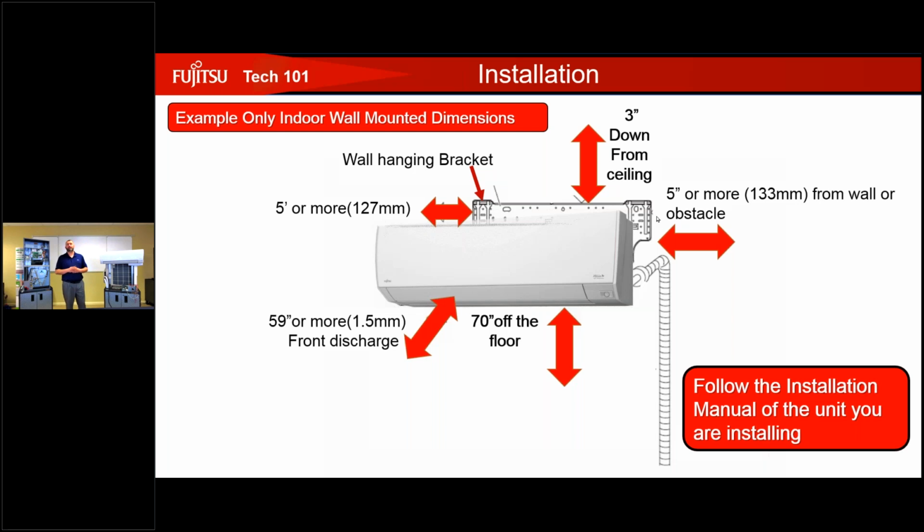And we want to try to keep at least 59 inches or more from the front discharge. And that's also going to vary depending on which size unit you have. Okay, so if you're installing a 24,000 BTU unit, we're going to need a little bit more throw from that front discharge unit.